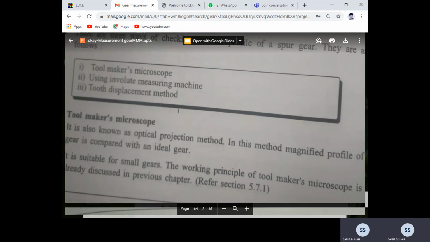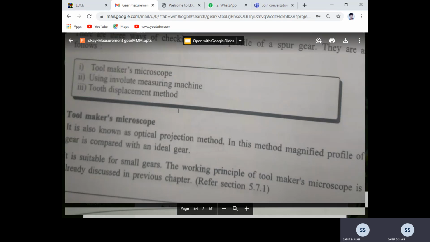Next is the involute measuring machine, which helps to check the involute profile of the gear. As per the name, why is it called the involute measuring machine? Because it checks the involute profile. It simply marks the generation of the involute curve, the curve which will trace a true involute.